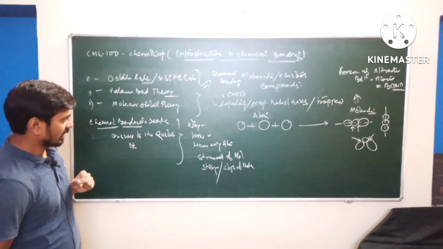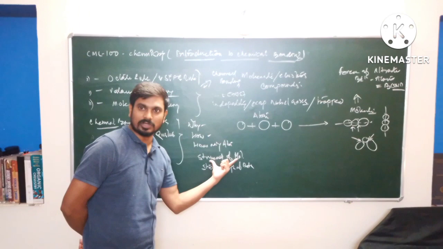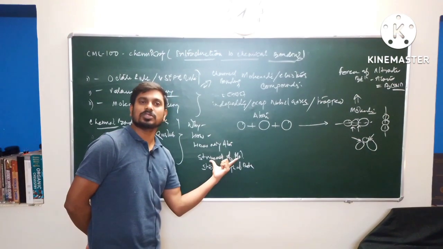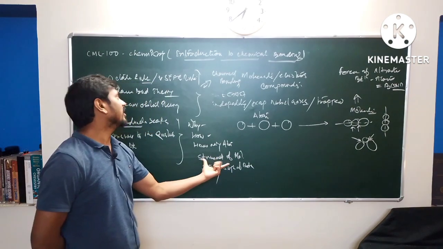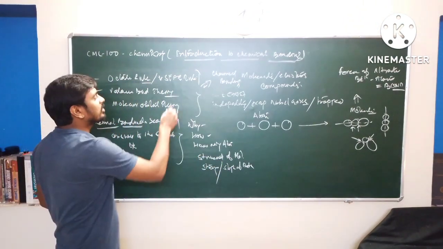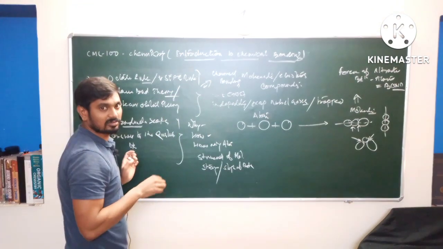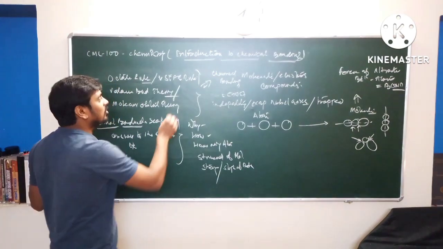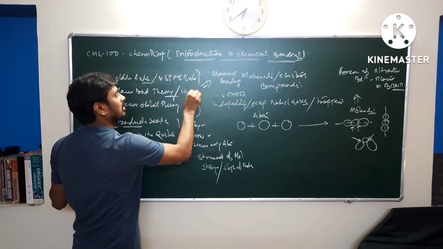And one more question I want to add, the structure of the molecule. When an atom combines with any other atom, what would be the structure? This part of the question is addressed by valence bond theory, which also includes a hypothesis, I am using the word very carefully, a hypothesis called hybridization.